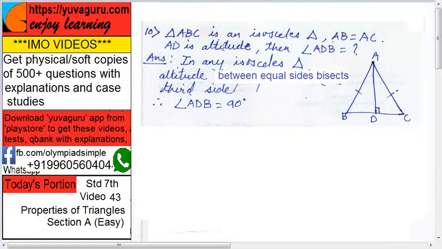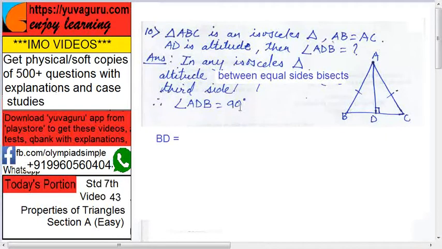AD is the altitude. Altitude means height. So ADB equals, here AD is an altitude. Altitude means it's 90 degrees. So ADB will be definitely 90 degrees.